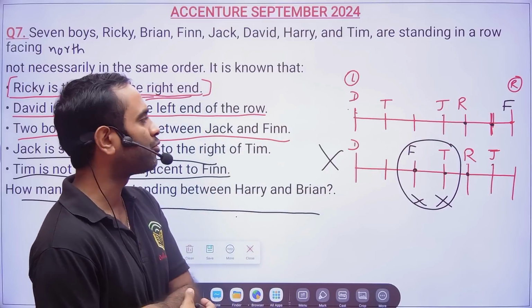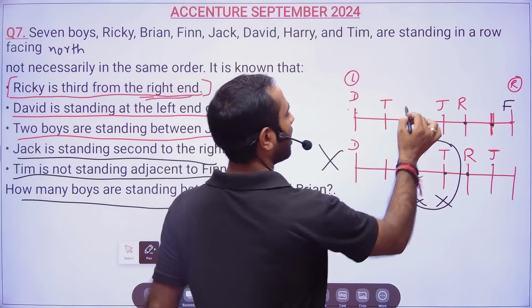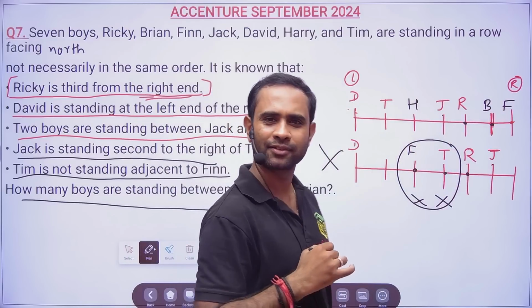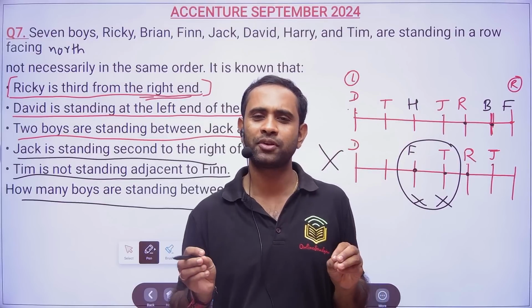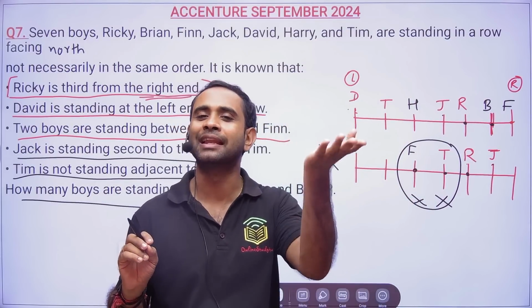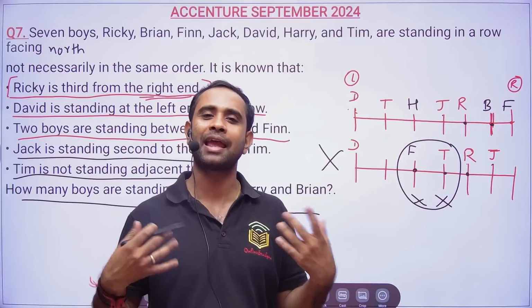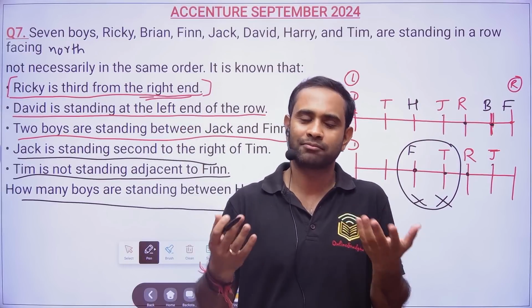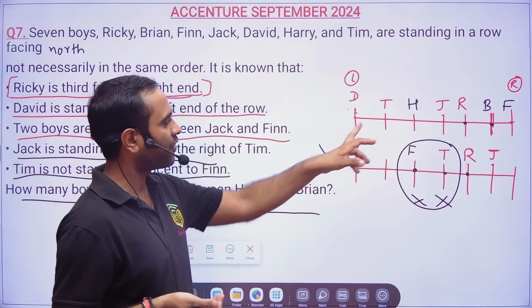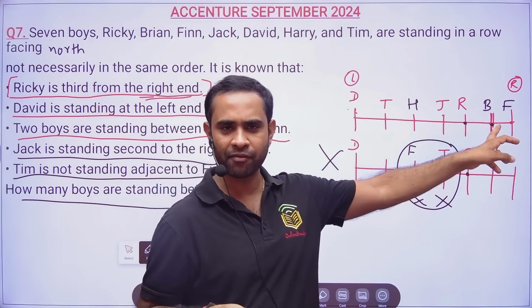Now friends, we have two choices left. So Harry and Brian will come here. See, basically in India we put the name Hari, we say Brian. So there will be Harry and Brian. I don't know why Accenture uses these names. Okay, anyway, now we have Harry and we have Brian.